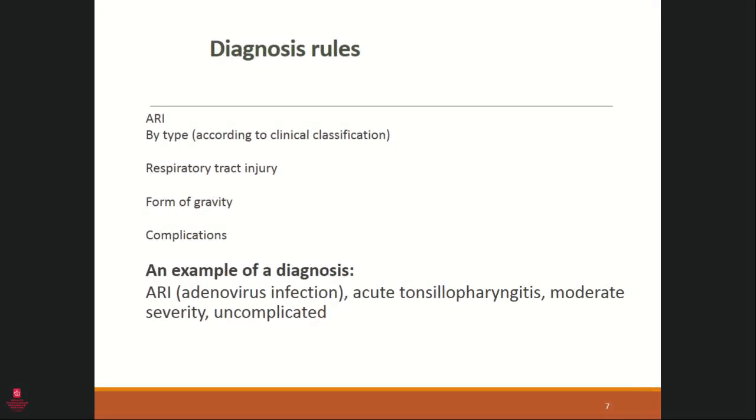This slide presents the rules for making a diagnosis by type according to clinical classification: respiratory tract injury, form, severity, complications. Here, for example, is how it is customary to write a diagnosis in the Russian School of Infectious Diseases. Acute respiratory infection, adenovirus infection, acute tonsillopharyngitis, moderate severity, uncomplicated.